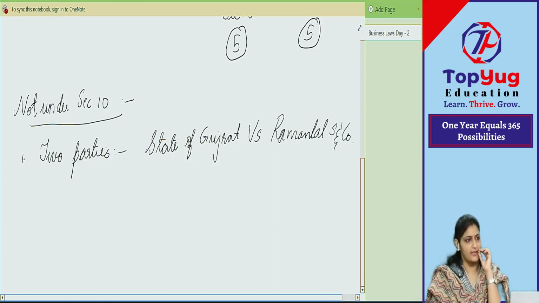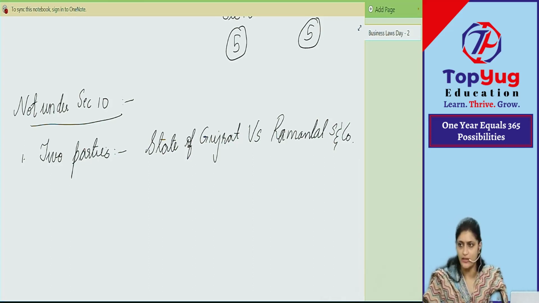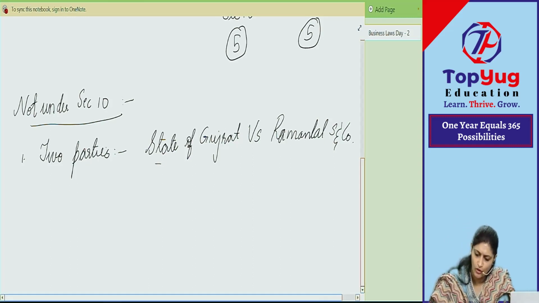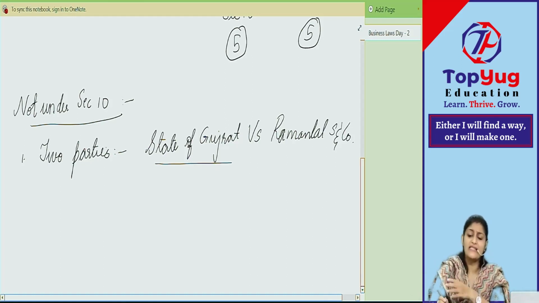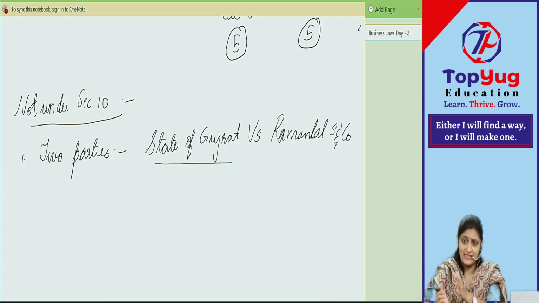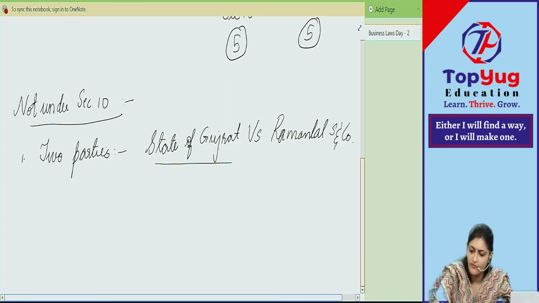State of Gujarat versus Ramanlal S&C Company. This is how case laws are generally denoted. Who are the two parties for this case? One is State of Gujarat, which is given here because a sales tax officer wanted to impose sales tax on a partnership firm. And what is that partnership firm? That is Ramanlal S&C Company.